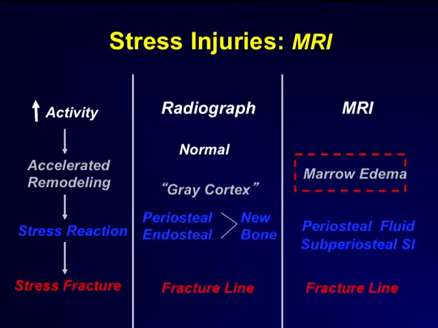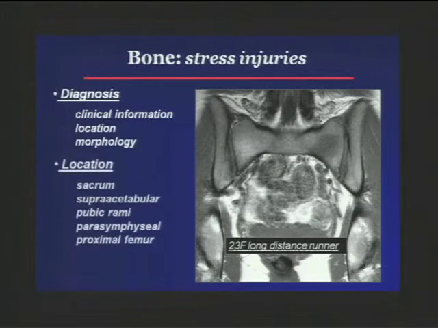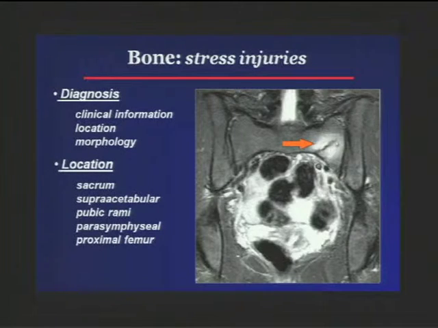Now on MR, if we look at the spectrum here, we're going to see marrow edema typically early, and then we may also see some periosteal changes, and then finally the fracture line. But marrow edema is going to be the big one we look for. So here again is, I believe, that same young runner, a 23-year-old long-distance runner, and she had low back pain. You see the T1 abnormality related to the edema. Now here, if you look, we see maybe a little fracture line. Now clearly on T2, she's developing a fracture line.